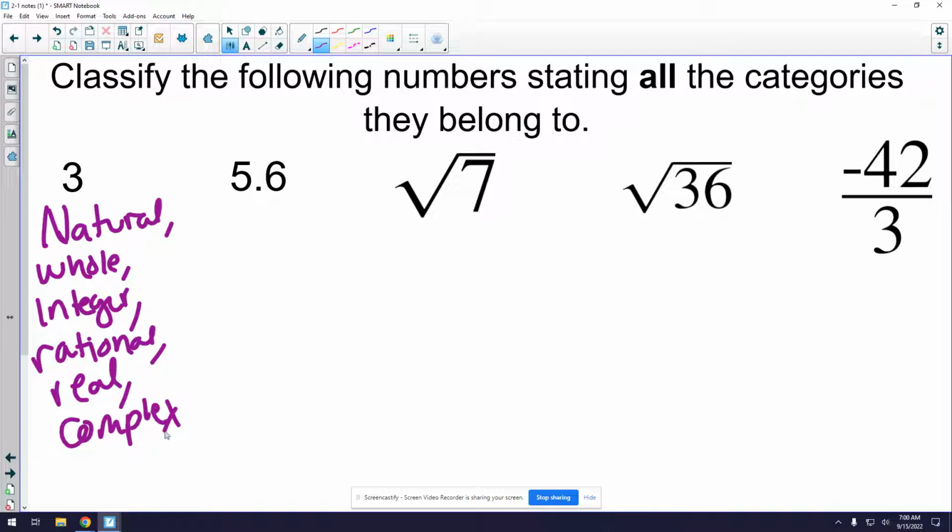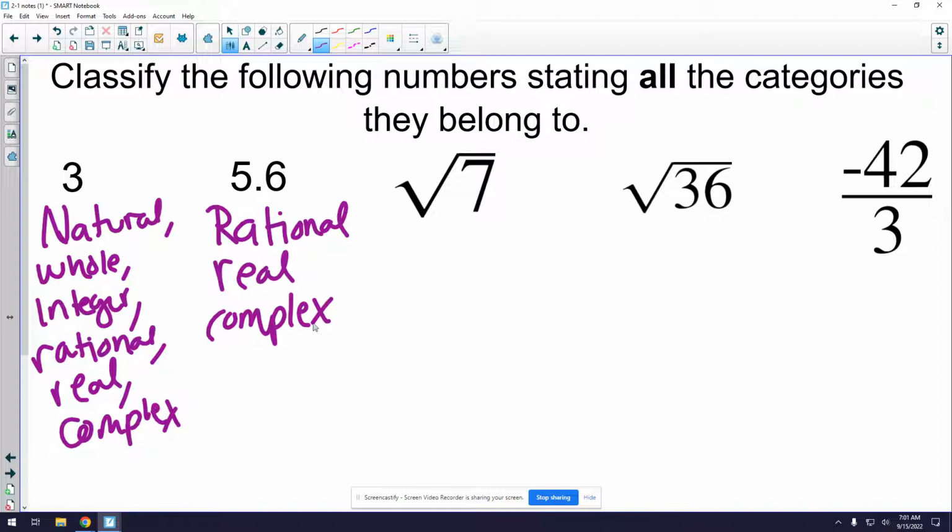5.6, which is the most simplified it can be. 5.6 is a decimal. You can convert that to a fraction. If you want to see how to do that on your calculator, let me know. 5.6 also is an ending decimal. So that lets you know that because it has a decimal, it's either rational or irrational. It is rational since it ends. And then because it's rational, it is real and complex.